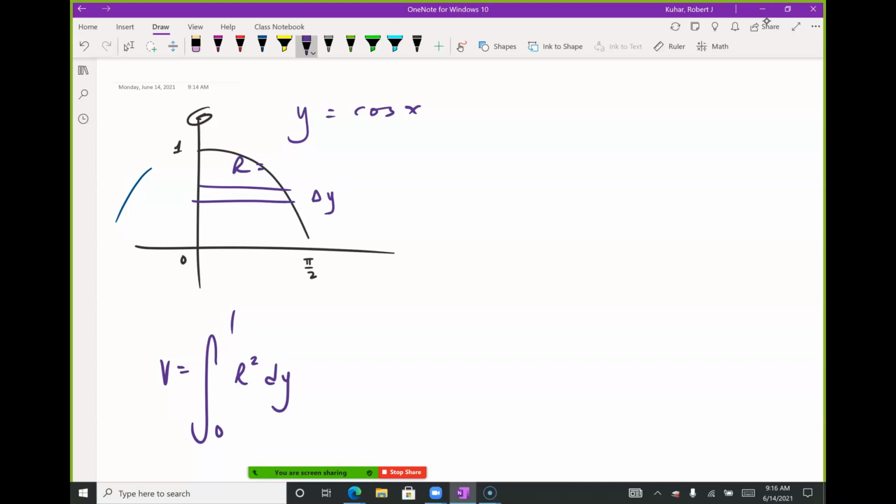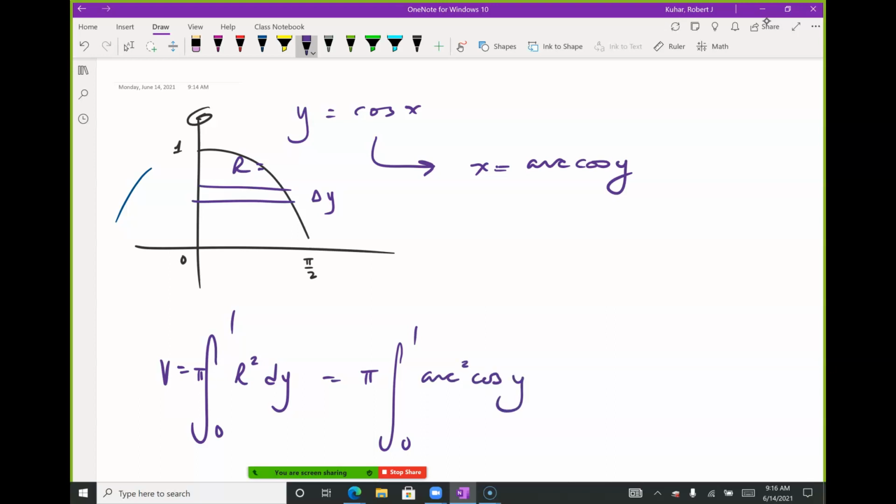I need to solve my equation for x. So I use my inverse, and what do I get? x equals arc cos of y, right? Oh, pi times that, right? So the volume is pi times the integral from 0 to 1 of arc cos squared of y dy.